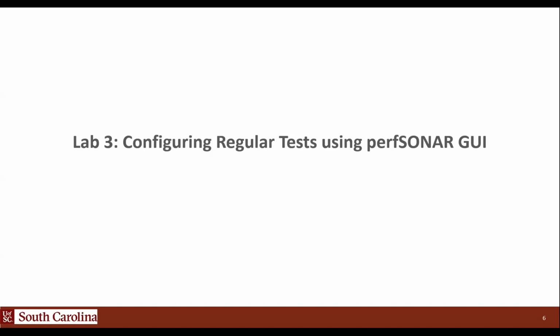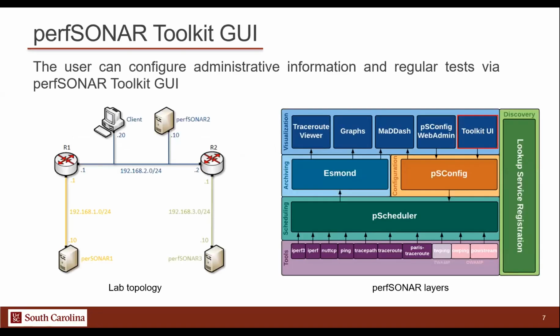So now we are gonna run the lab, which is lab 3. You are welcome to run this lab with me. We will go step by step, and we are going to configure regular tests using the perfSONAR graphical user interface. A brief description about this activity. We have on the left-hand side the lab topology, and on the right-hand side we have the perfSONAR layer. We are gonna work on the visualization layer using the Toolkit user interface, and from here we are gonna configure regular tests.